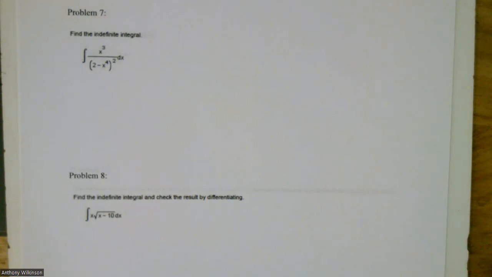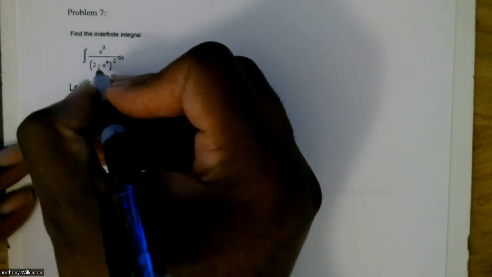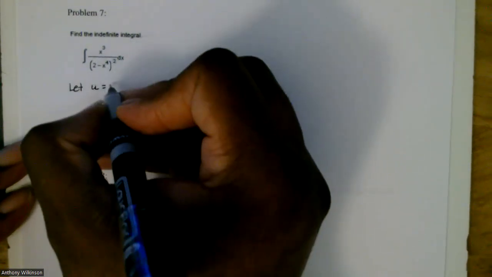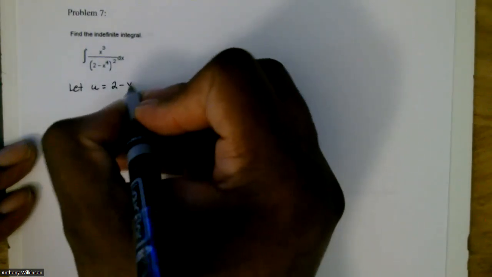Okay. All right, on to problem number 7. Let's say we got the integral of x cubed divided by 2 minus x to the 4th quantity squared. And I want to find its integral, using a u substitution. So here I'm going to let u equal to what's inside the parentheses here, that 2 minus x to the 4th.